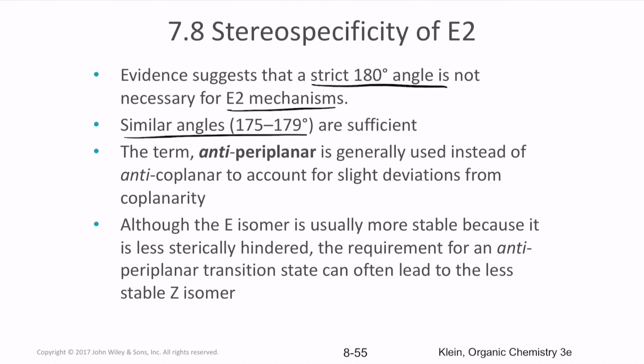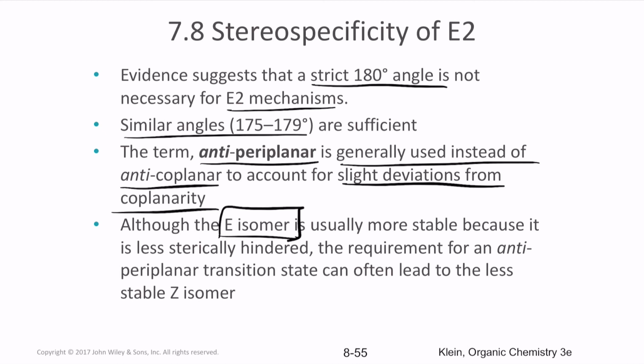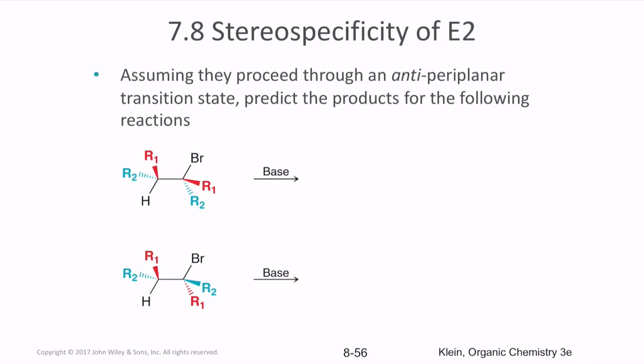So we use the term anti-periplanar, which is generally used instead of anti-coplanar to account for the slight deviations of coplanarity. But the E isomer is always the one that is more stable because it is less hindered and requires the least amount of energy to stay stable. So use that principle here. Draw the Newman projection and try to find the product here.